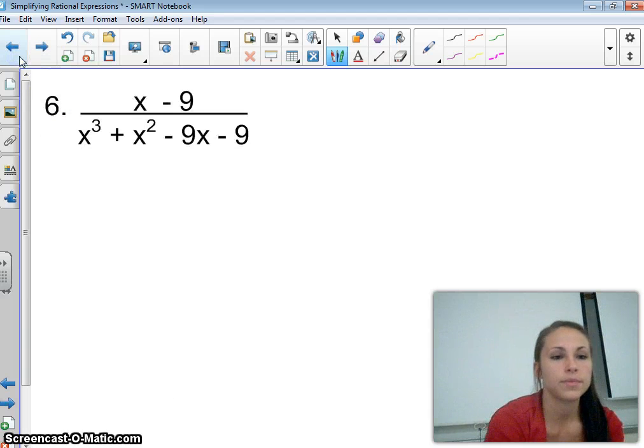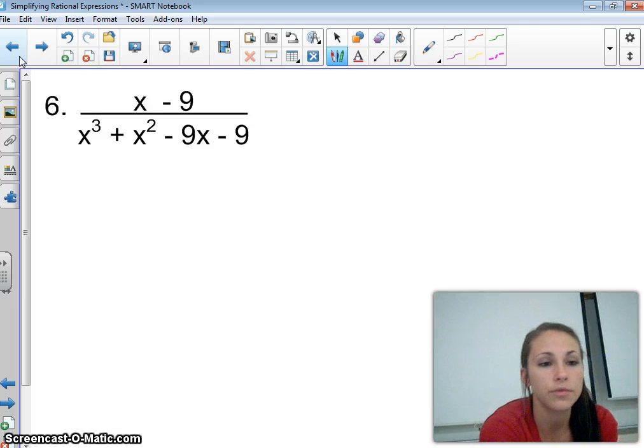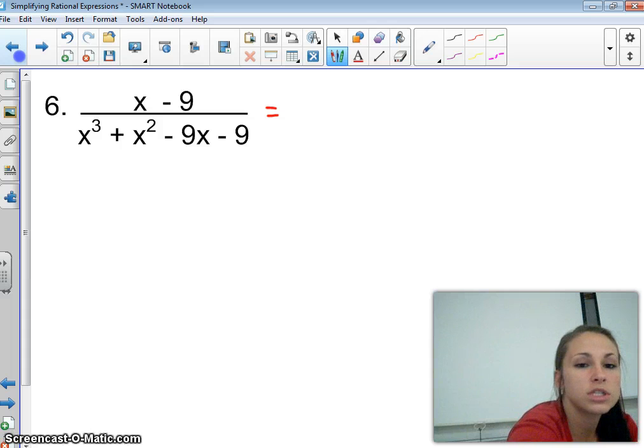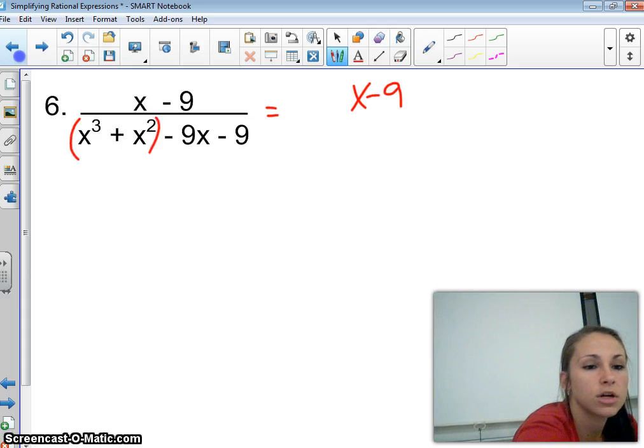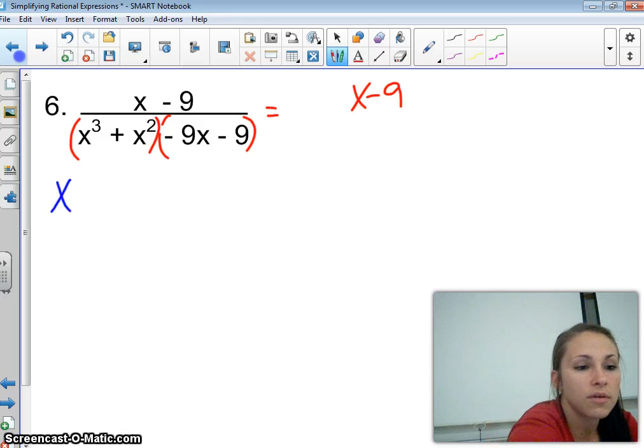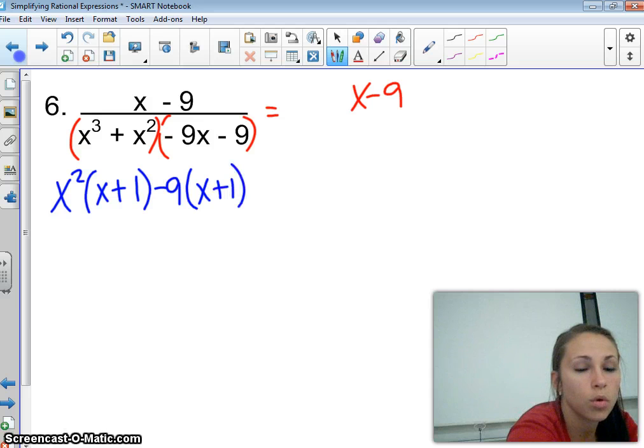Alright, last problem. I would pause it and try here too if you want to. I'm going to go ahead and work it out. So the top of this is going to stay x minus 9. So I'm just going to leave this x minus 9, and I'm going to come down here and go ahead and do my grouping. Now, if I have a minus in the center, I'm going to group that minus in because I need to factor it out as a GCF. So I'm going to factor out x squared. This will leave me with x plus 1. I factor out a negative 9, and it'll leave me with x plus 1.